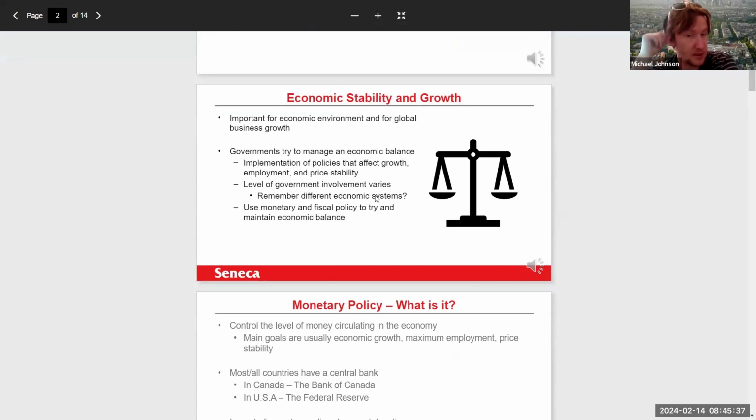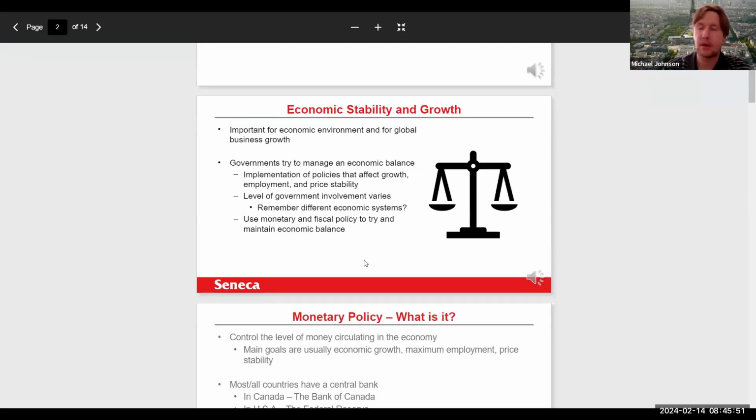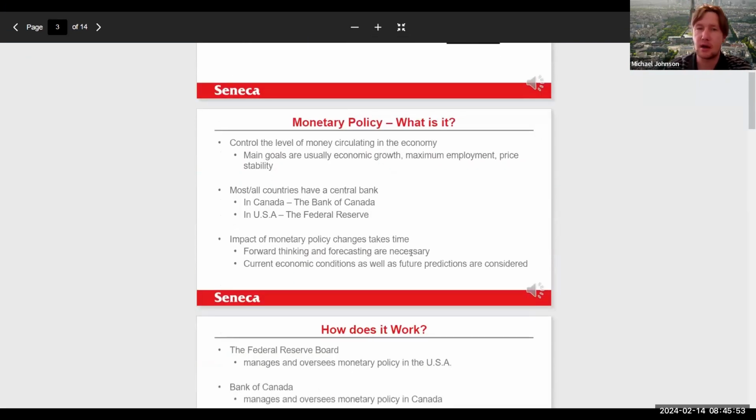Market economy, the government isn't involved that much. You use monetary and fiscal policies to try and maintain economic balance. So the government comes in to adjust the economy if the economy is having trouble. So that's the importance of the government coming in when the economy needs help.